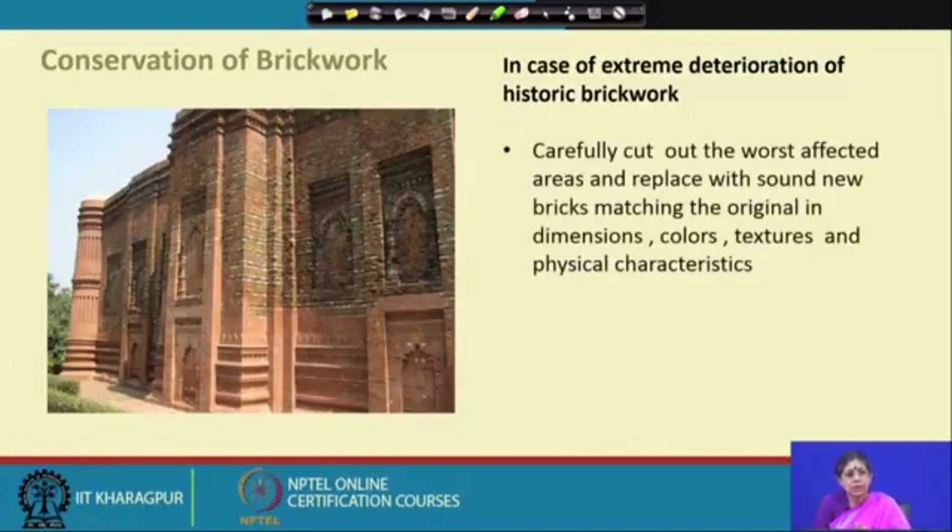The part is that you carefully cut out the worst affected areas. It does not mean you take out the whole wall, only the part which is very badly affected. You carefully cut out that part and replace it with sound new bricks matching the original in dimension, color, texture and physical characteristics. This is a very good example of what ASI has been doing over the years, carrying out restoration and maintenance work.